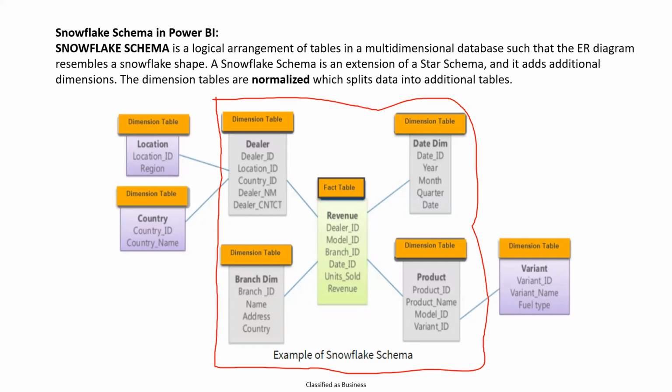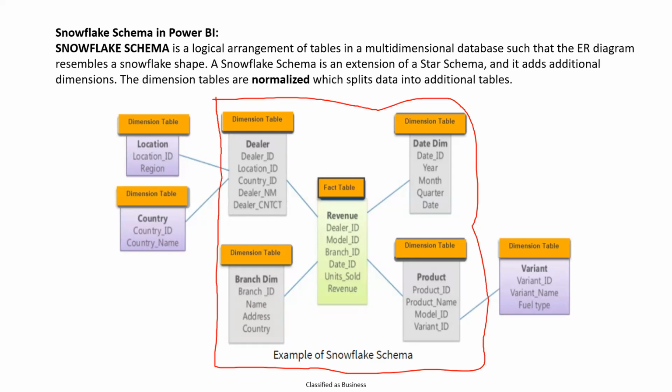Okay, snowflake. Star schema is there, snowflake schema is there. Snowflake schema is an extension of a star schema. It gives an additional dimension table, and it gets connected from your dimension table to another dimension table through primary and foreign keys. This schema design we call the snowflake schema. The dimension tables are normalized here, which splits the data into additional tables, simply for our understanding, a kind of sub tables.